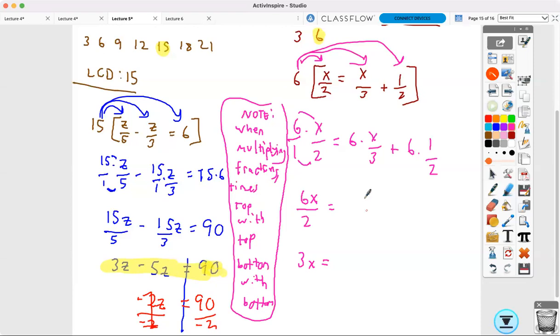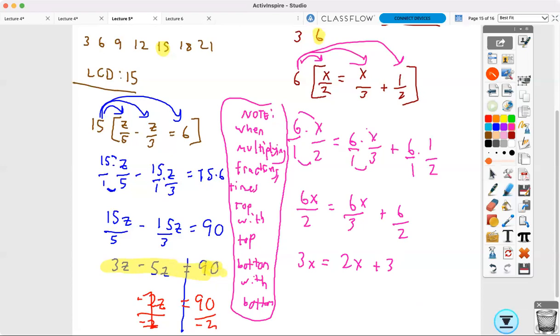All right. Now let's do this other fraction. 6 over 1, right? 6 times x is 6x. 1 times 3 is 3. 3 goes into 6 2 times, and there's still an x there. 6 over here with 1. 6 times 1 is 6. 1 times 2 is 2. And 6 over 2 is just 3.